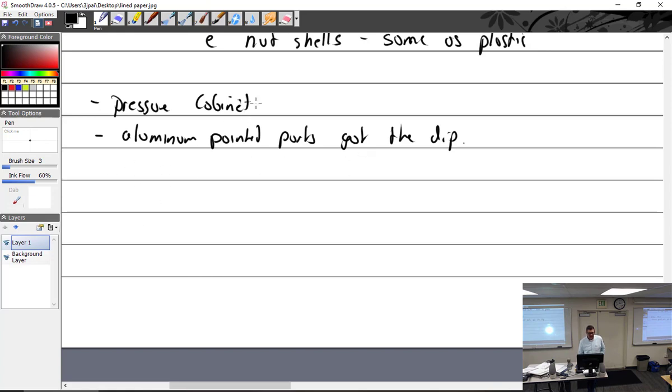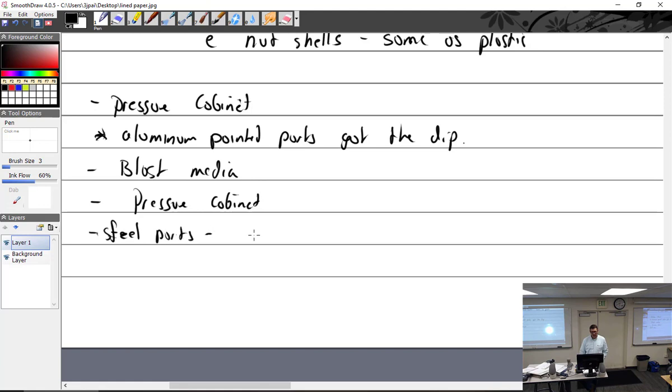So pressure cabinet, that's kind of an extra step. You could skip it altogether if you want. And then we do blast media. Then we'd go pressure cabinet. And then ferrous, let's put steel parts. We did the Stoddard. So it came out of the pressure cabinet, then went right into the Stoddard solvent, got a nice clean Stoddard solvent rinse, and then just a blow dry, that was great.